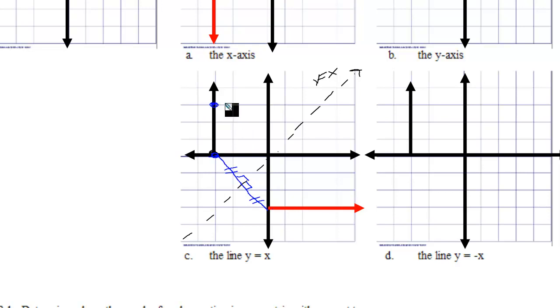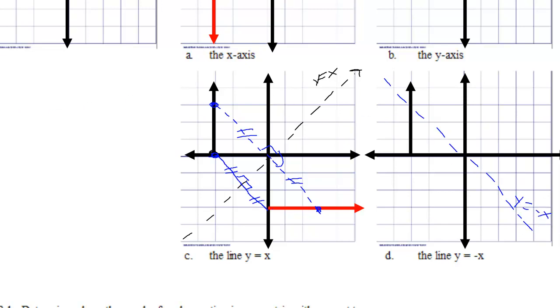If you do that twice, you only need 2 points to make a segment. 90 degrees, 90 degrees, same length, same length. You can see, hopefully that's how I got that. Part D, the line y equals negative x, that symmetry is here.